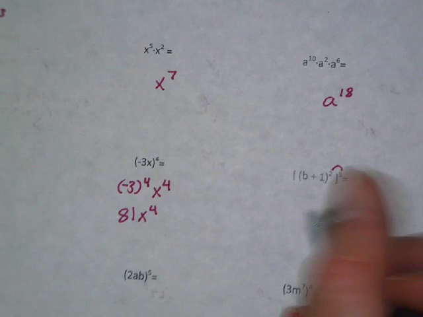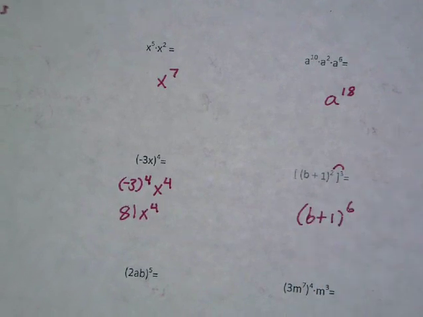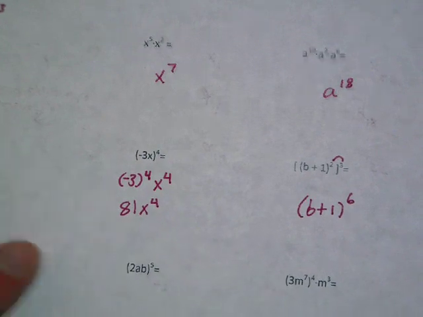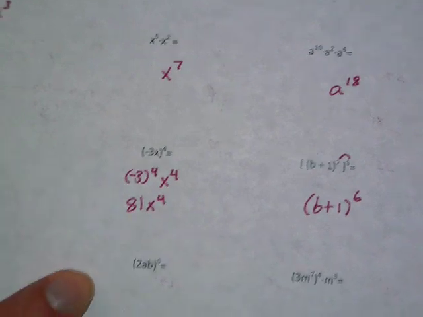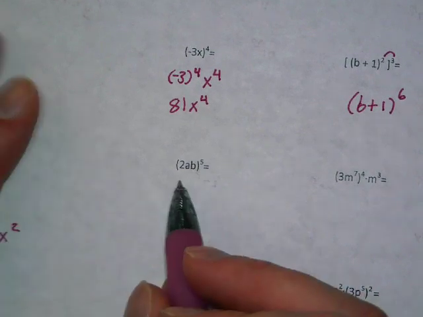Over to the right, this is the one that I said will be on your quiz and your test that everyone misses. All you have to do there is what? Yeah, it's the power to the power. Multiply those. So b plus 1 to the 6, 3 times 2.